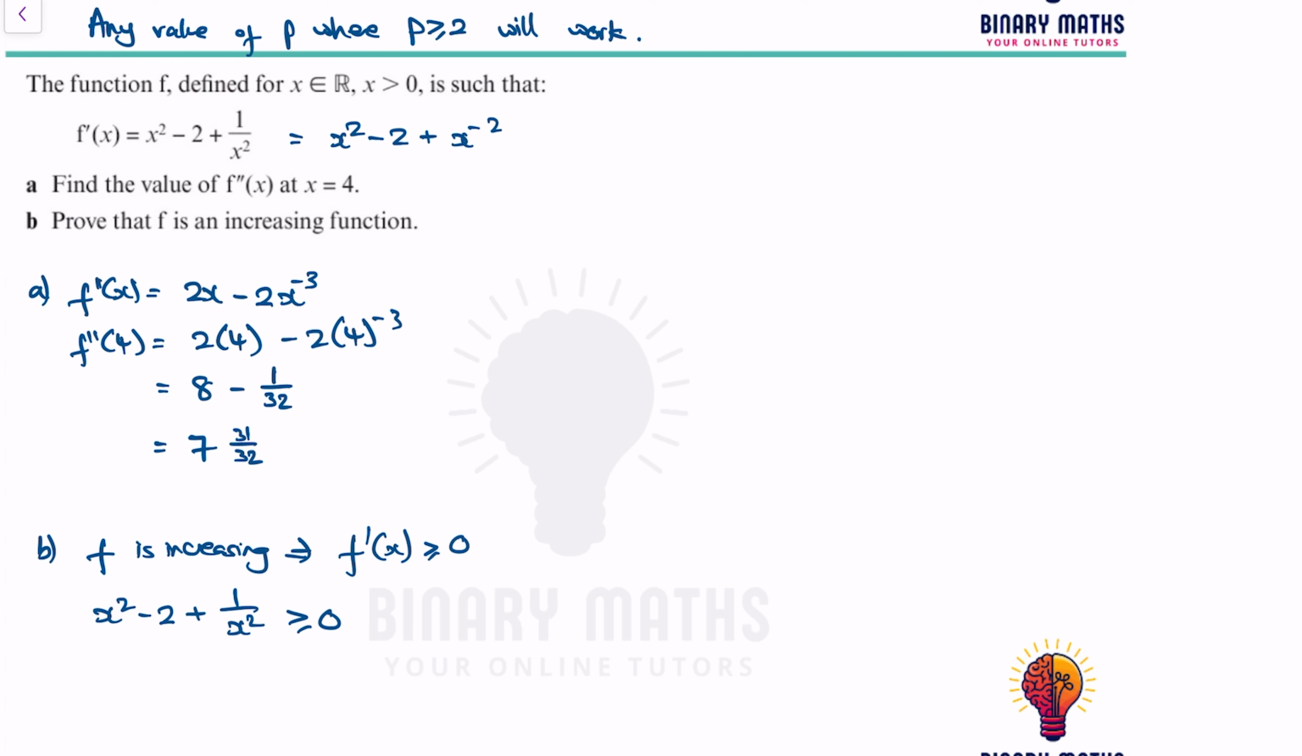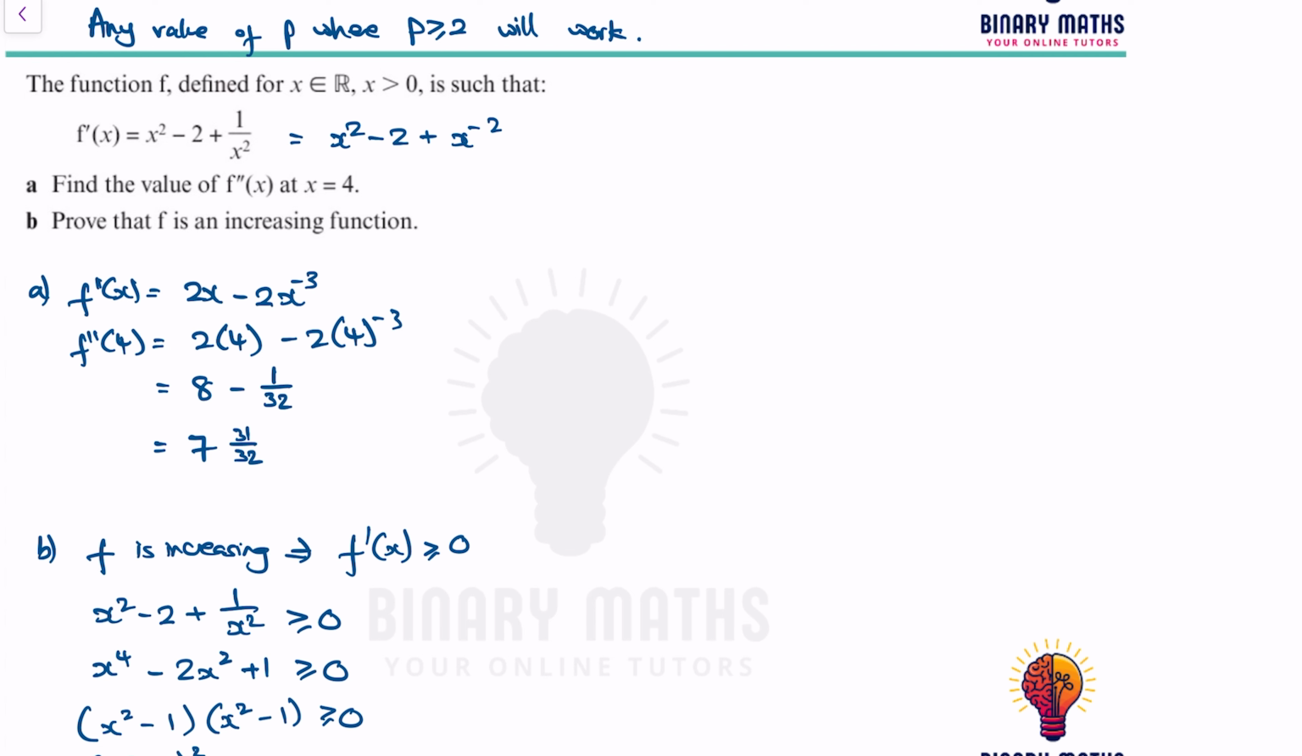Then I need to show that if I multiply through by x squared, I get x to the power 4 minus 2x squared plus 1 is greater than or equal to 0. I can see that that becomes x squared minus 1 times x squared minus 1, which is greater than or equal to 0, which means x squared minus 1 squared is greater than or equal to 0.